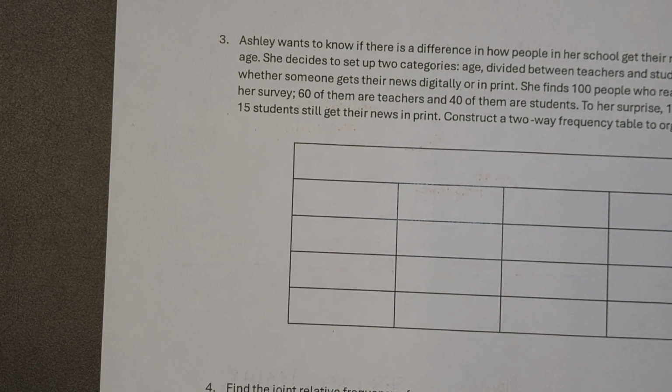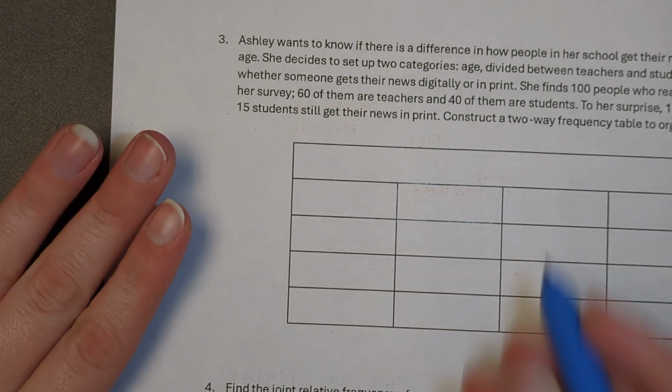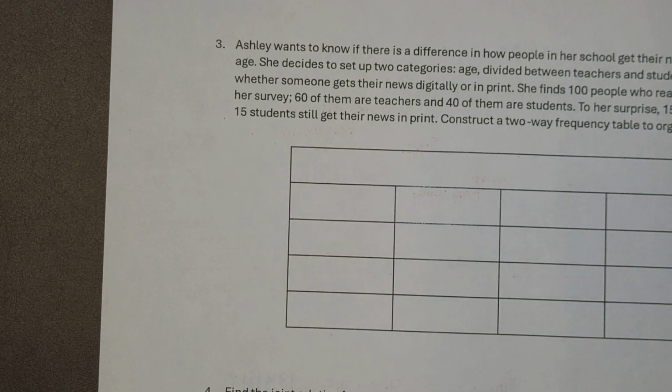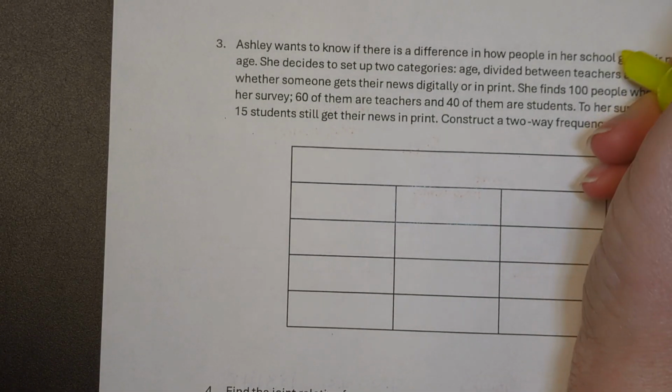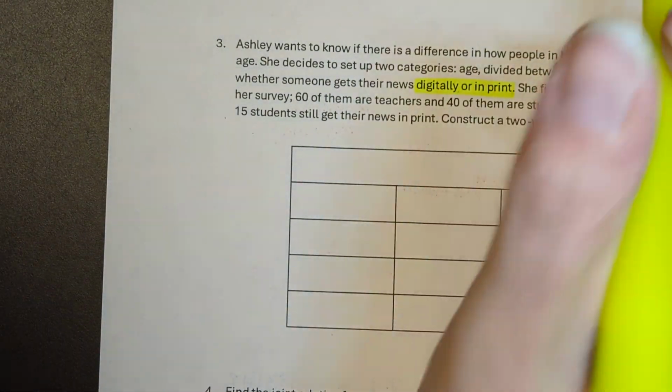Okay, so Ashley wants to know if there is a difference in how people in their school get their news based on age. So, who did she ask? Students and teachers, okay. So she asked students and teachers what? Digitally or print. So those are your categories. I need teachers and students, and then I need digitally or in print.